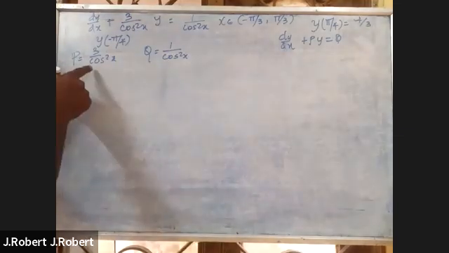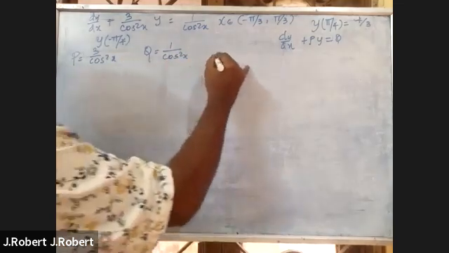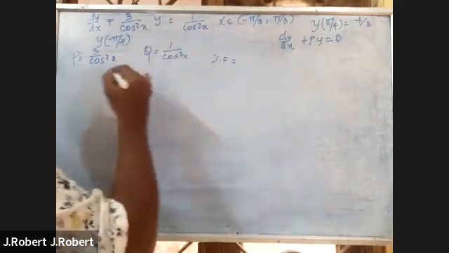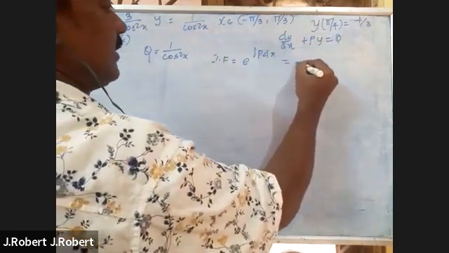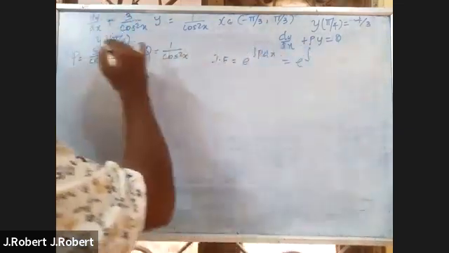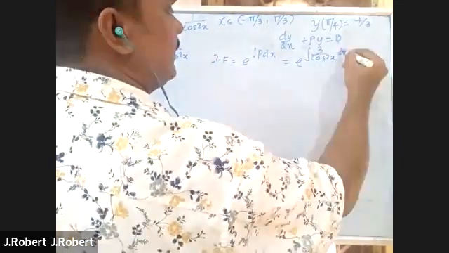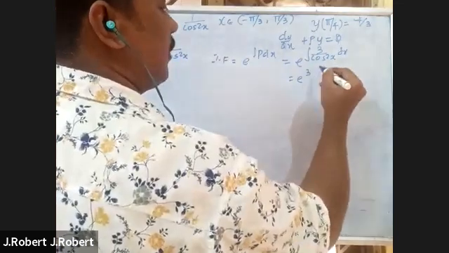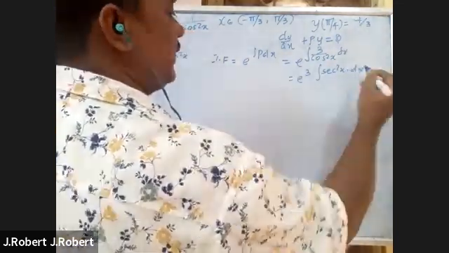So we have taken p as 3 by cos squared x, q is equal to 1 by cos squared x. Immediately we can find the integrating factor, e power integral p dx, which is equal to e power integral of 3 divided by cos squared x into dx. We can take 3 common. 1 by cos squared x we can write as secant squared x into dx.